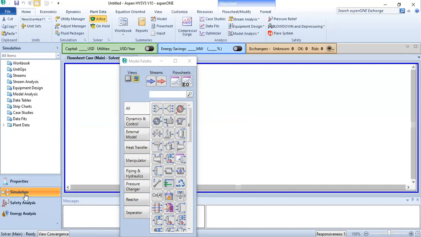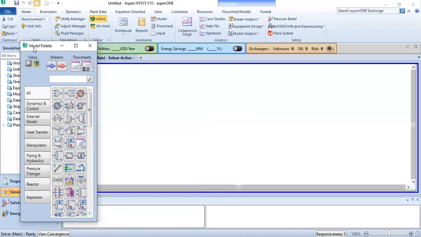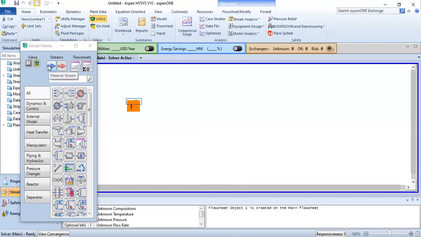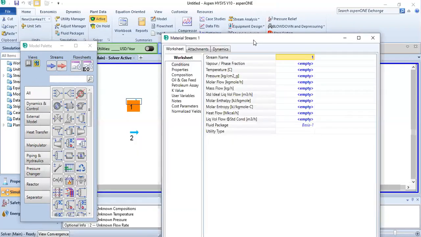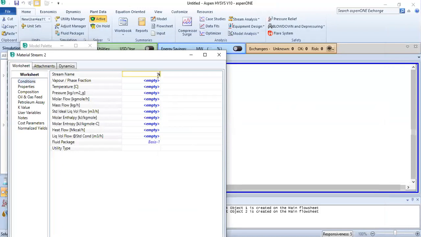Now here in the simulation environment, like the earlier case, in our reaction we have methane and air, two streams. So we will take the two streams. One will be methane and the second will be the air.